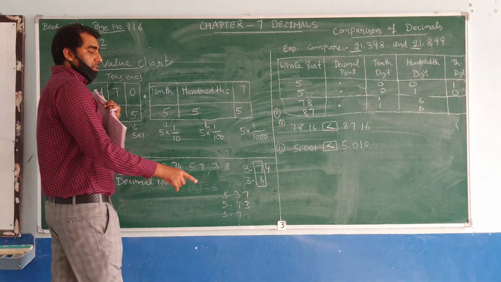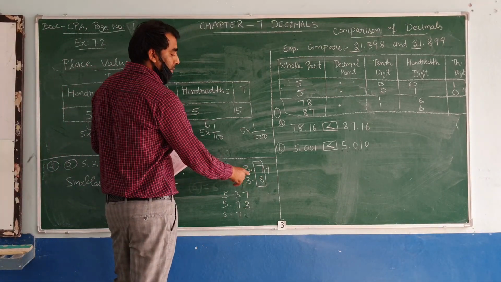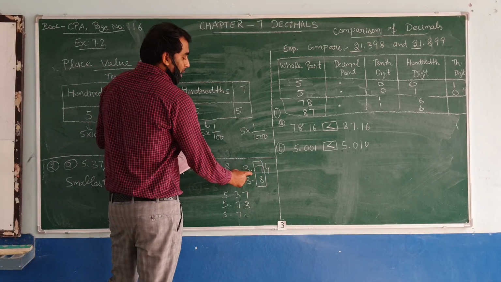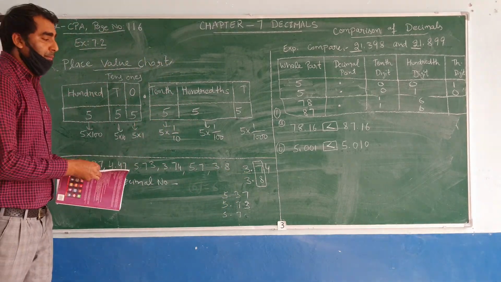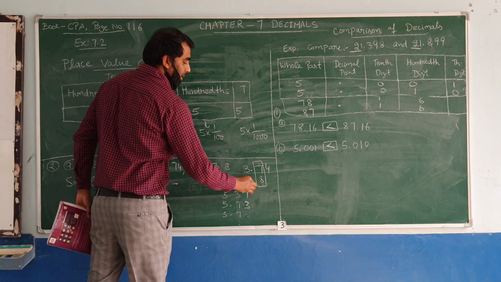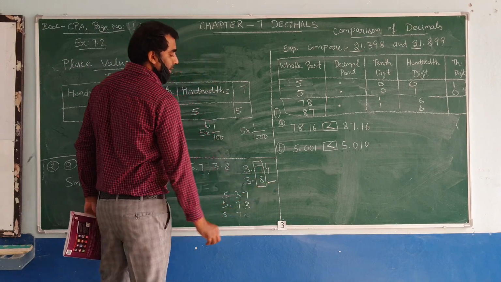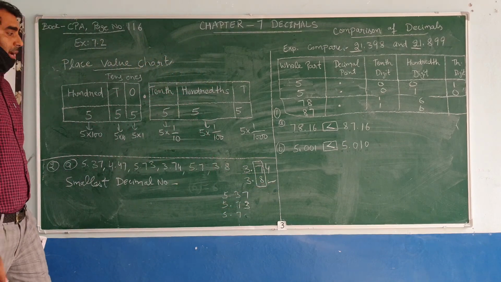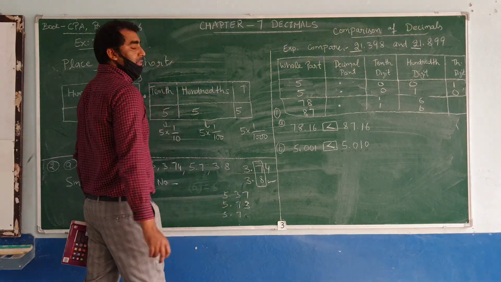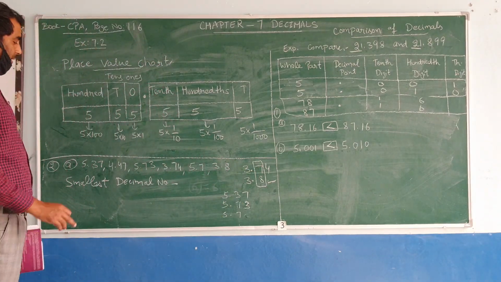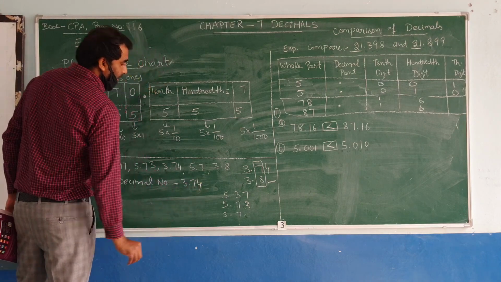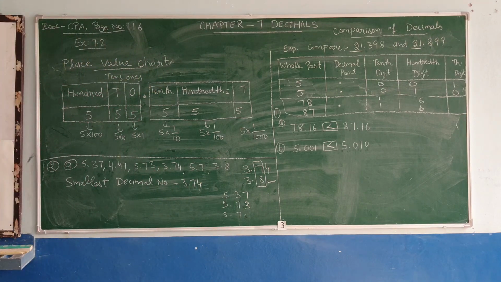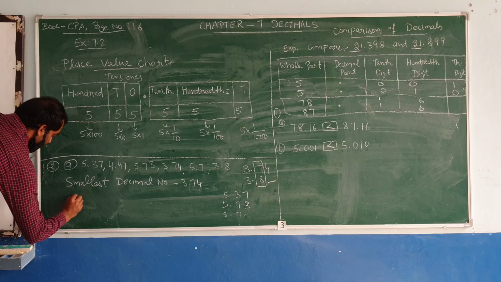We write here 3.74, 3.8. Firstly we will check before the point. Okay, 3, the whole part is the same. Then we will check after the point. Here is 7, here is 8. It means this is greater. Okay, and this is lesser. So it means the smaller decimal number is 3.74.